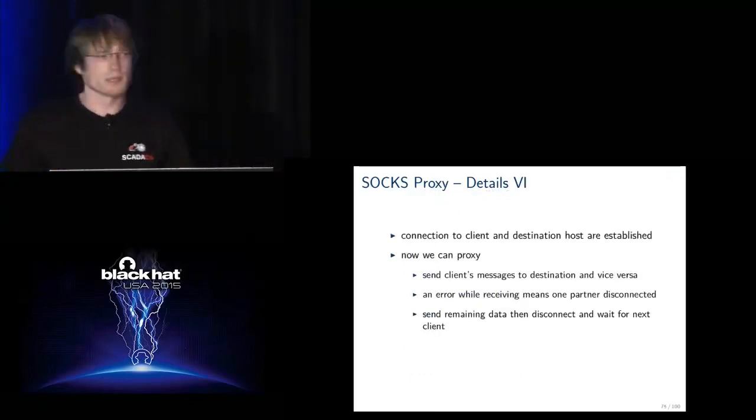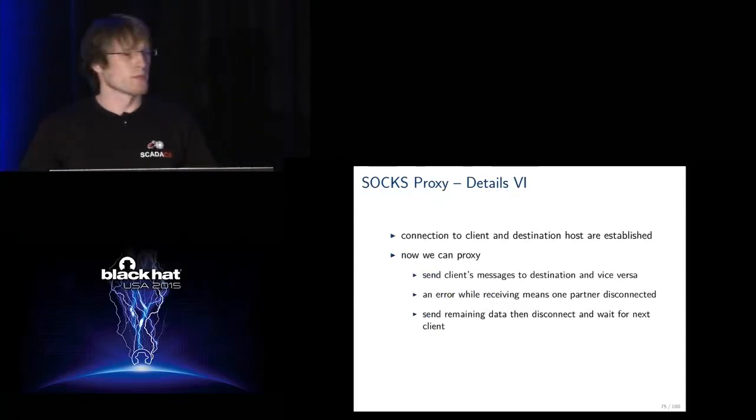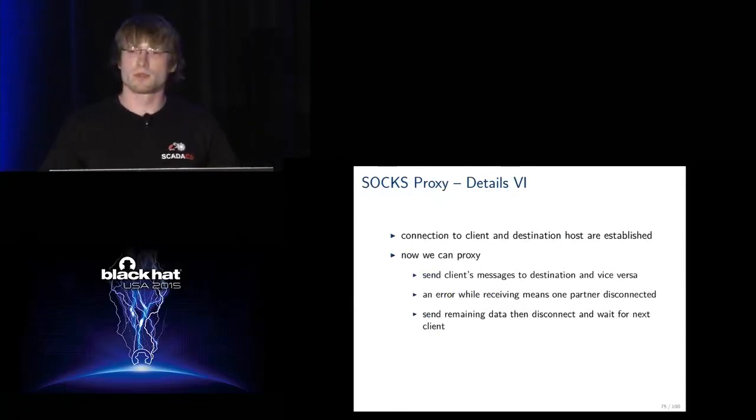Once we reach the next state, we have two connections, one from the client to the proxy, one from the proxy to the destination host, and we can simply start sending every data we receive from the client to the destination host and vice versa. And so we do proxying. Once one partner closes the connection, the tReceive function mentioned earlier indicates an error. Then we simply have to send the remaining data to the other partner who did not disconnect. And then we can reset the proxy and wait for the next client.